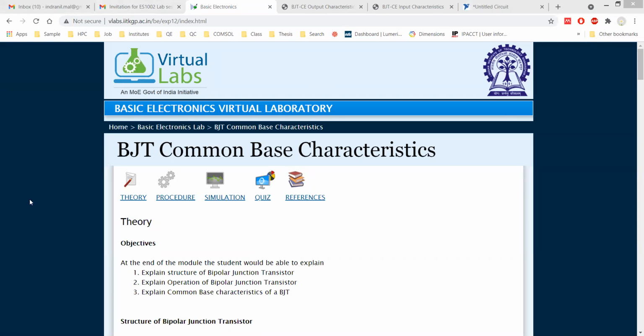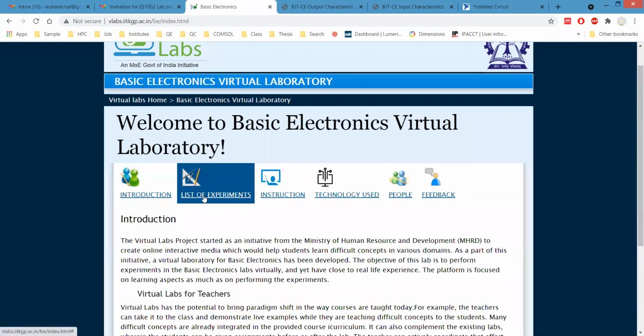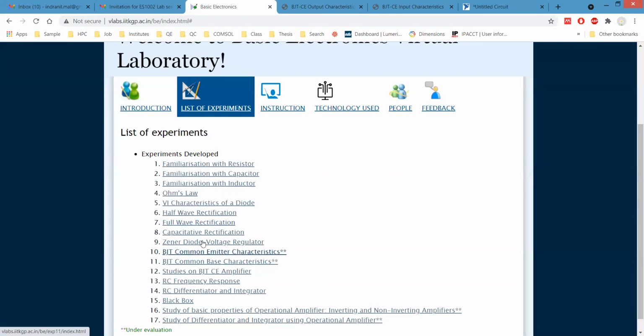First of all, we will study the common emitter characteristics. So let's say we will study first the common emitter, the input characteristics and output characteristics.